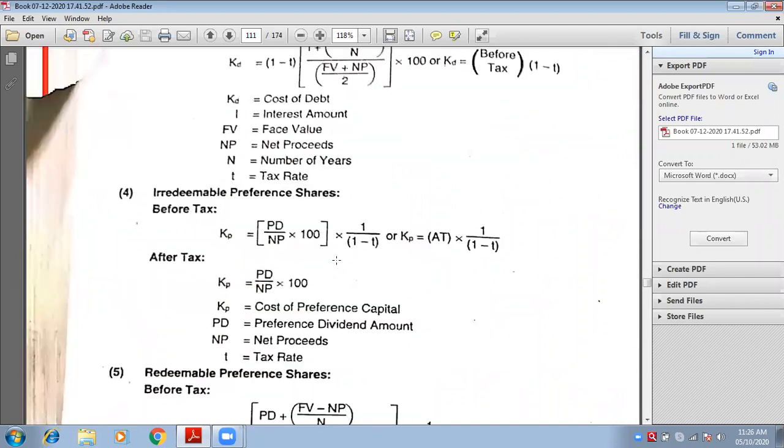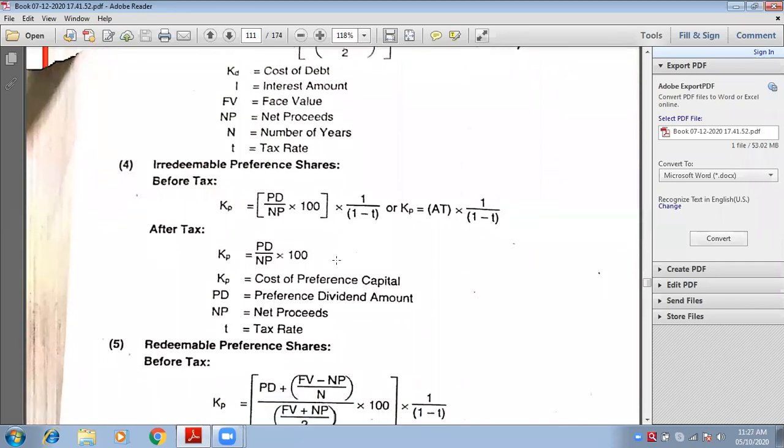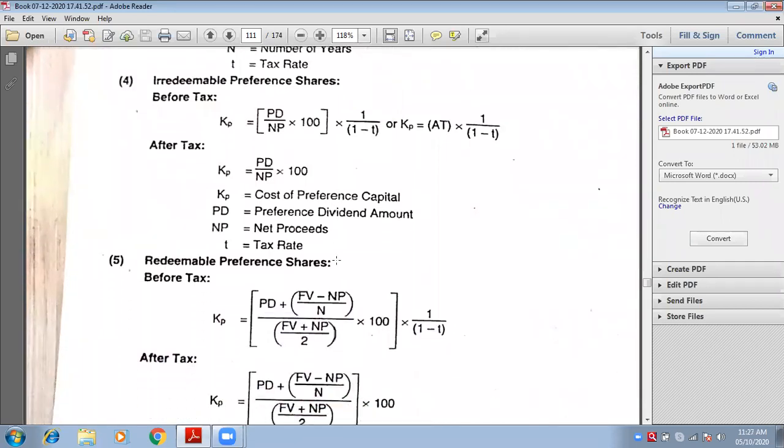बिकॉज इट इज बिफोर टैक्स. टैक्स निकालनी है. टैक्स निकालने के लिए पहले जब आफ्टर टैक्स लिख रहे थे तो 1 माइनस टी, मतलब ब्रैकेट के और 1 माइनस टी के बीच में कुछ नहीं था. इट वॉज इनटू का साइन. व्हेन इट इज नथिंग, इट इज इनटू का साइन. बट नाउ इट इज 1 अपॉन 1 माइनस टी. आई बात समझ में? ठीक है. सो बिफोर टैक्स में क्या करना पड़ेगा, 1 अपॉन 1 माइनस टी. किसकी बात कर रही हूँ, इररिडीमेबल प्रेफरेंस शेयर्स.